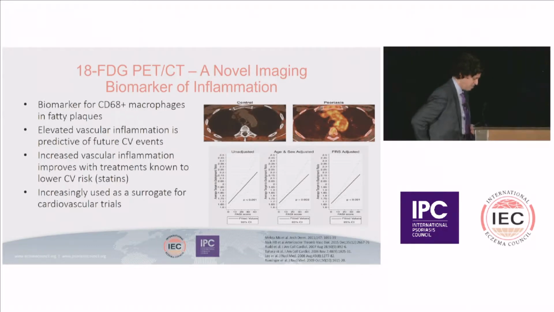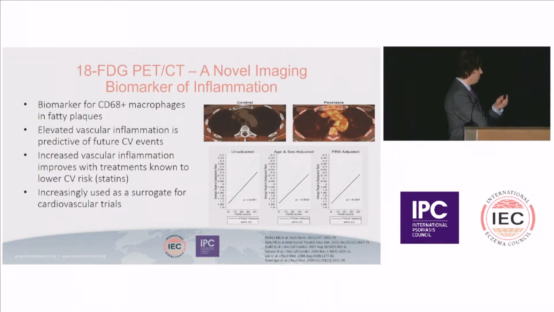And I'll briefly allude to this work, which will be talked about more at this upcoming meeting: we've been using imaging biomarkers as a way of looking at systemic inflammation in psoriasis. In 18-FDG PET CT, it's felt that radiolabeled glucose is selectively taken up by CD68 macrophages. This is an interesting biomarker because it's known to be predictive of cardiovascular events. When we're looking at the aorta, we know that it improves with therapies known to lower risk of cardiovascular disease, like statins, and increasingly in early phase studies it's being used as a surrogate for drug discovery, to look for agents that may lower cardiovascular risk.